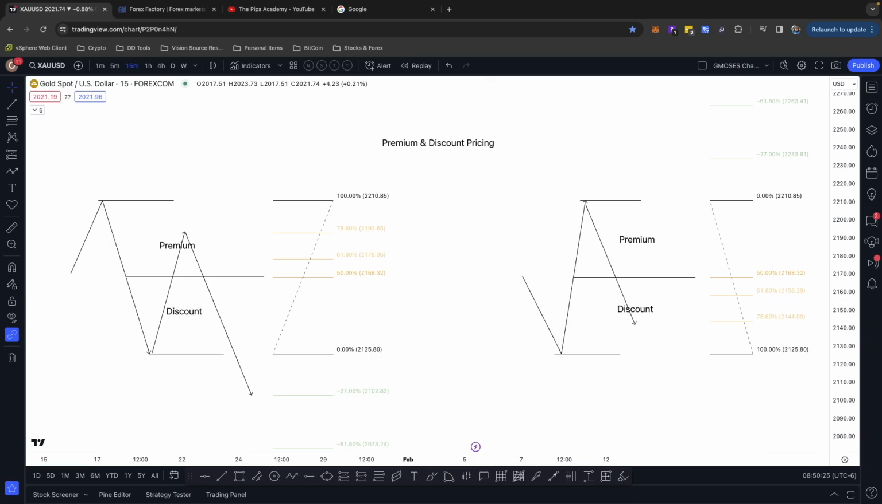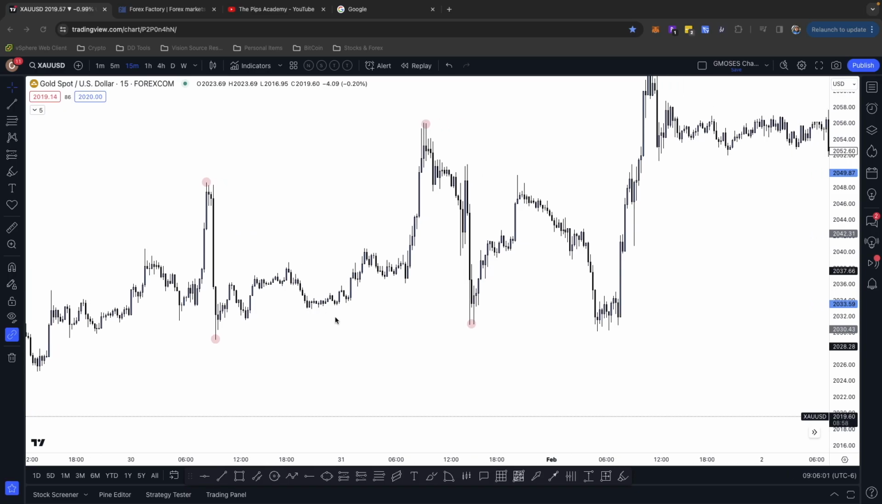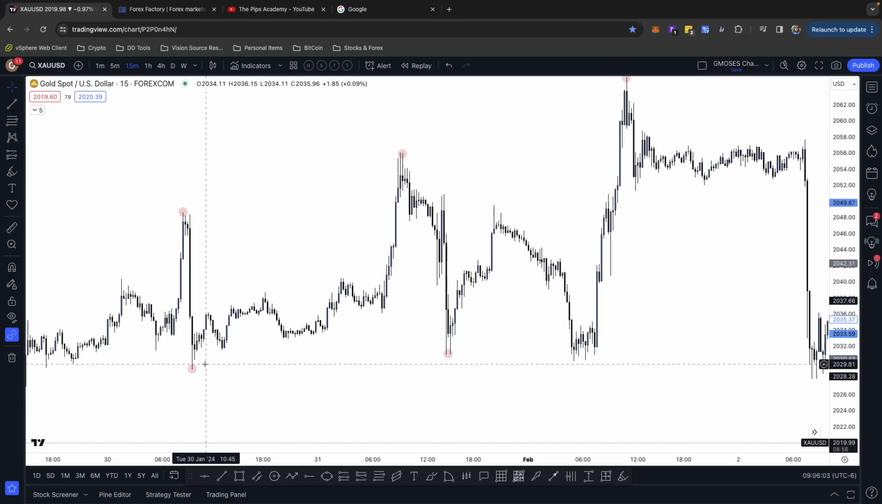Now if we're applying premium and discounted pricing to the actual market, it'll allow you to visually see how price can react and retrace to those particular levels. So as you can see, we have our swing highs and swing lows.